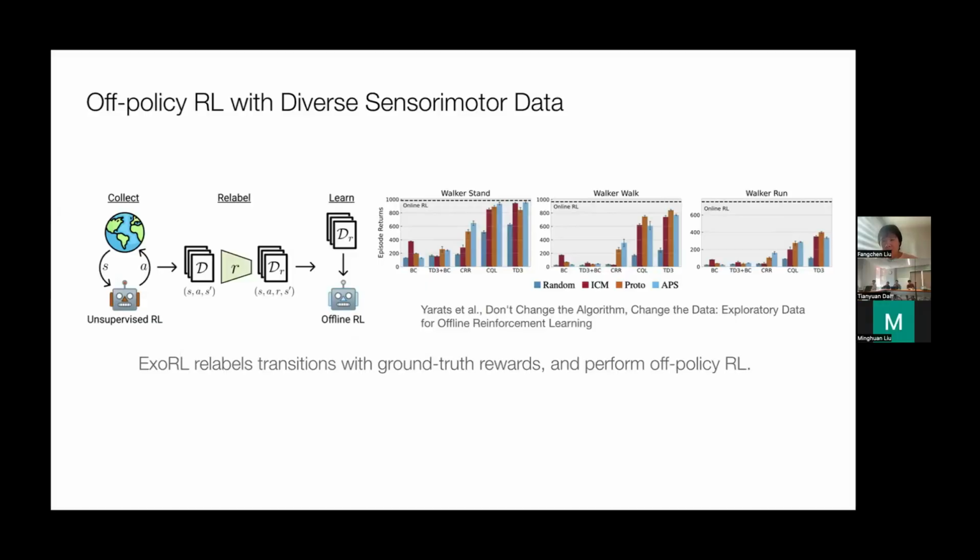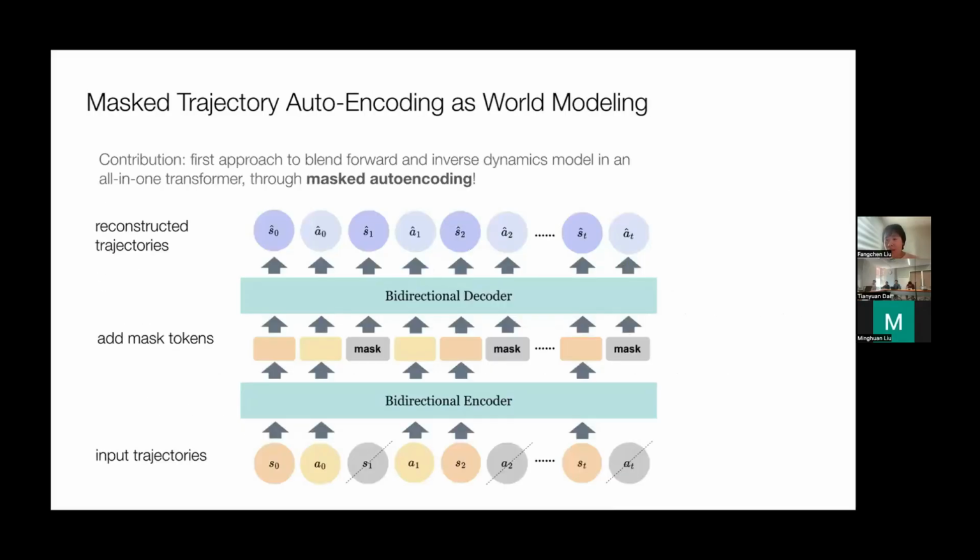Also, feel free to ask any questions during my presentation. However, this work also relies on having the ground truth reward for the different tasks. So can we relax this assumption? For example, can we obtain diverse behaviors without relying on the reward? And the answer is yes, we can obtain diverse behaviors through world modeling. That's the contribution of this paper. It's the first approach to blend inverse and forward dynamics models in an all-in-one transformer through masked autoencoding, a framework that unifies decision prediction and world modeling.